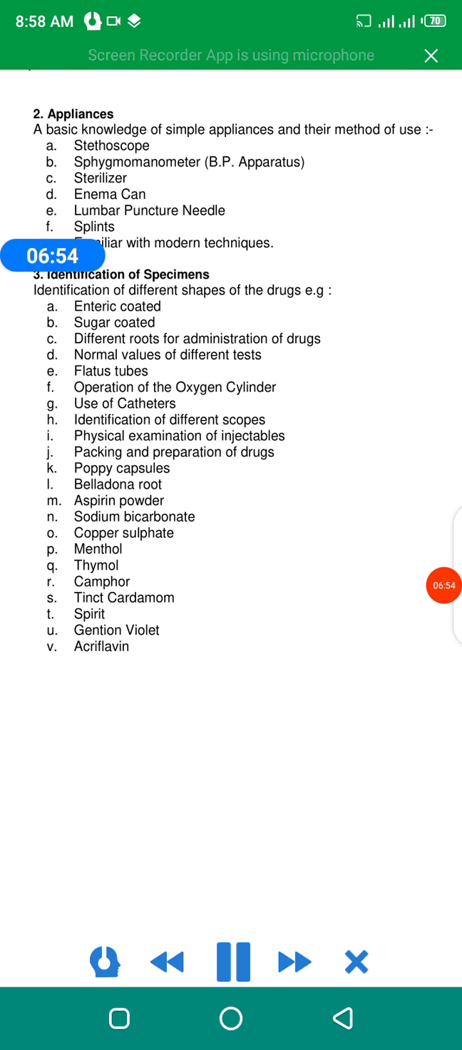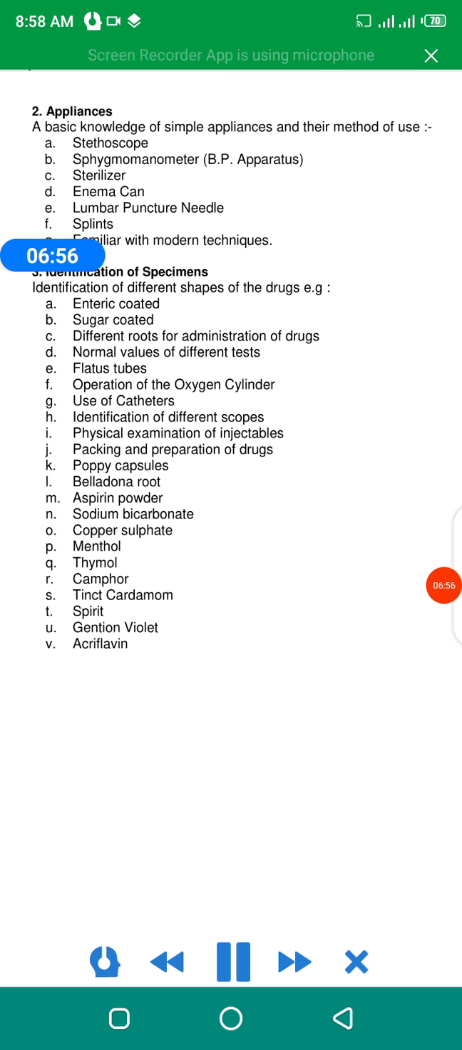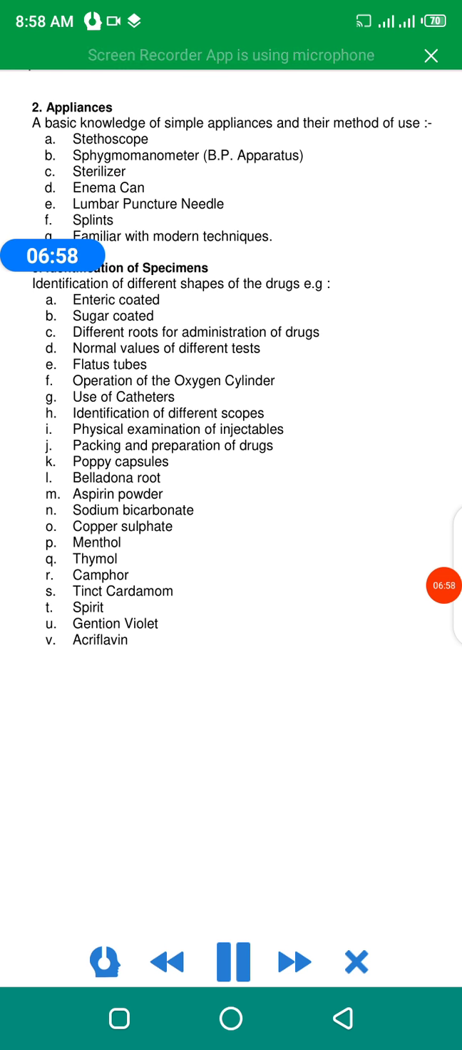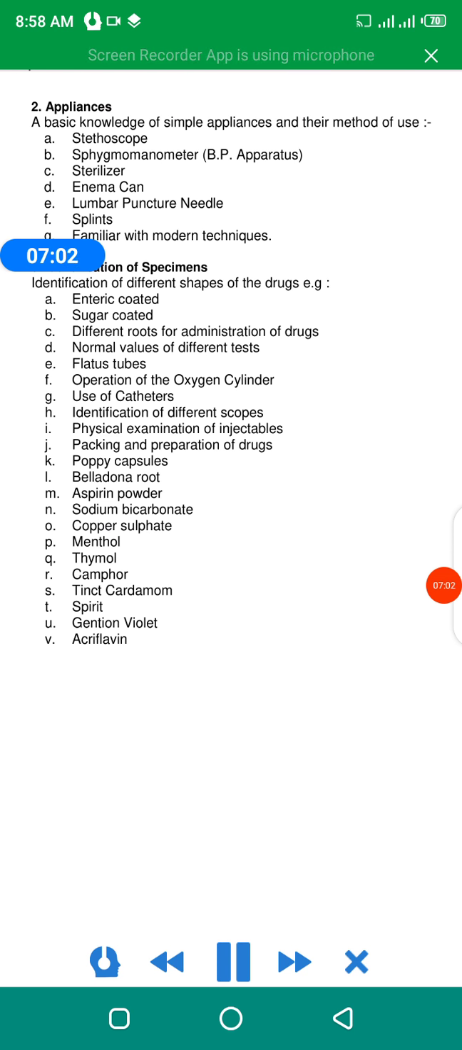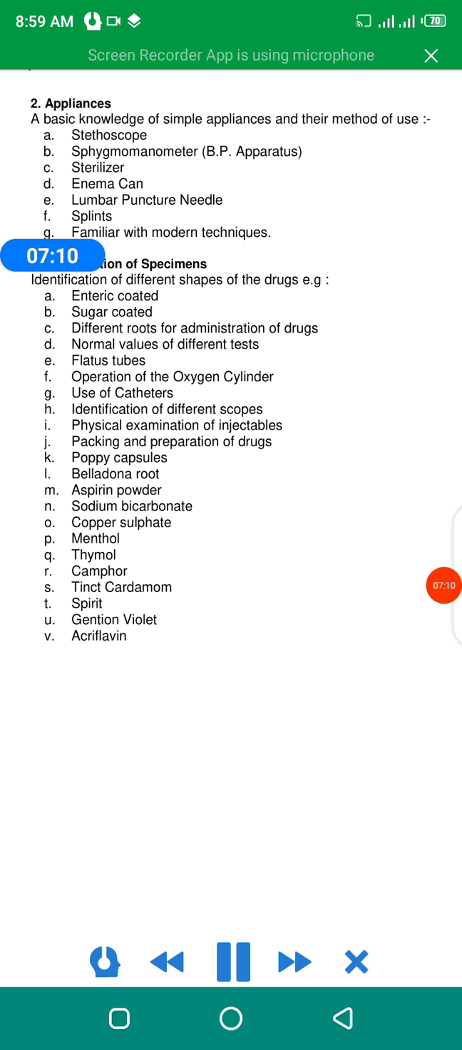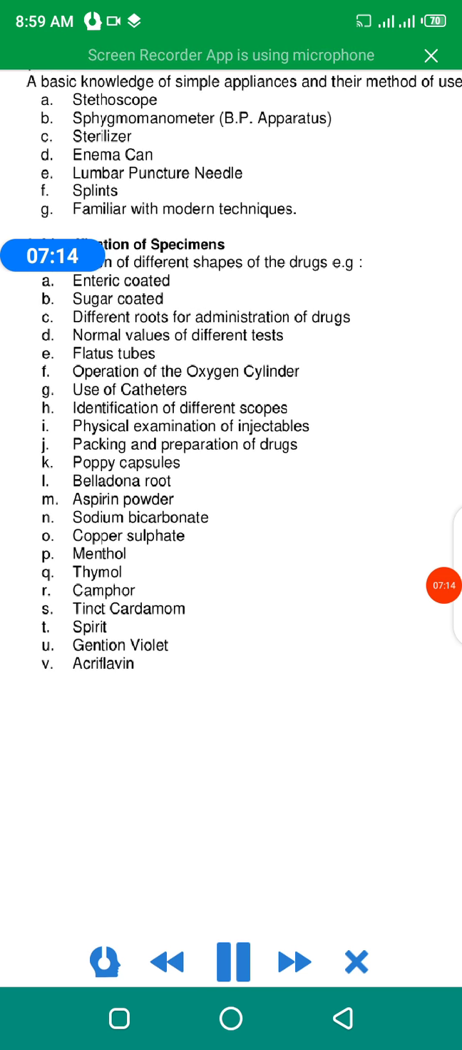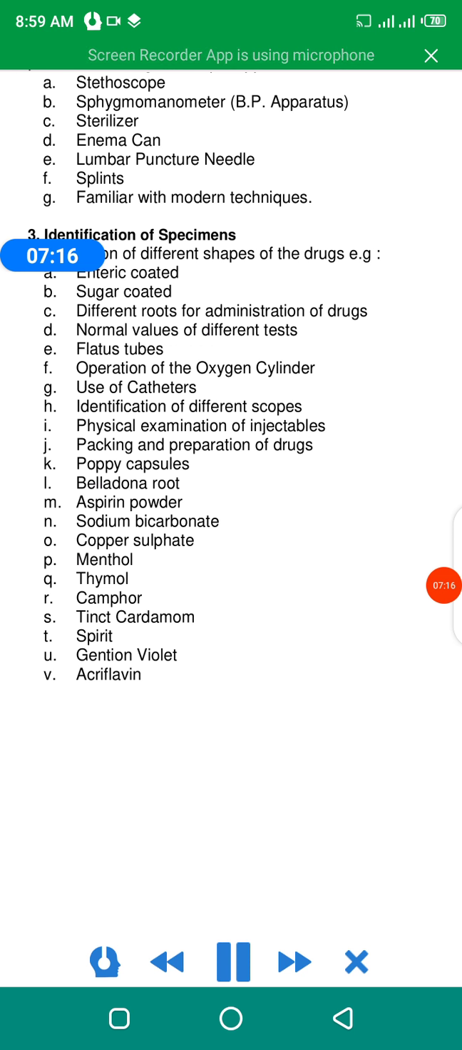E. Flatus tubes. F. Operation of the oxygen cylinder. G. Use of catheters. H. Identification of different scopes. I. Physical examination of injectables. J. Packing and preparation of drugs. K. Poppy capsules. L. Belladonna root. M. Aspirin powder. N. Sodium bicarbonate. O. Copper sulfate. P. Menthol. Q. Thymol. R. Camphor. S. Tincture cardamom. T. Spirit. U. Gentian violet. V. Acroflavin.